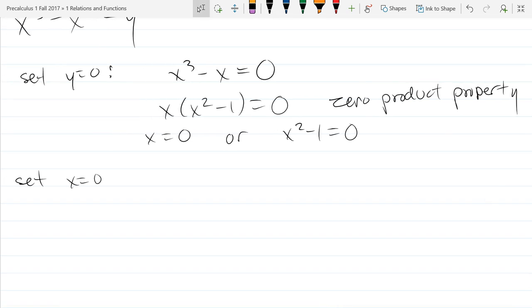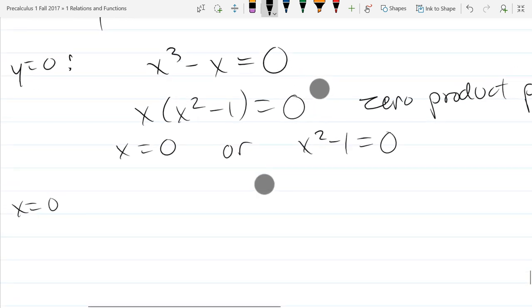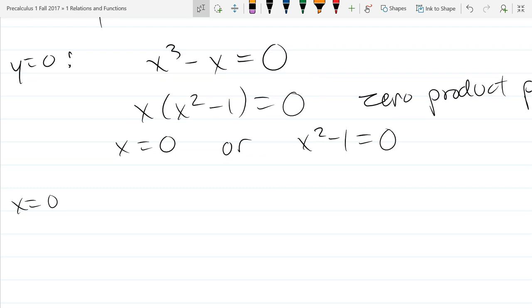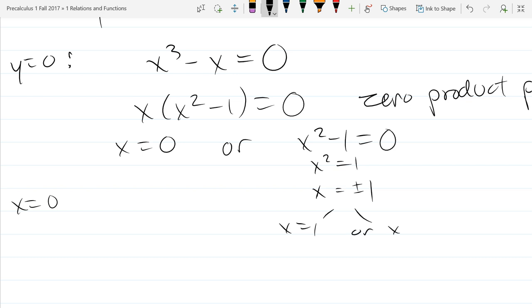So x equals 0, okay, that's already solved. What about x squared minus 1 equals 0? How can I figure out what x needs to be? X would need to be 1. So I could add the 1 to the other side and then square root, which would be a pretty good move. X squared equals 1, so x equals plus or minus 1. You want to make sure you don't throw away solutions. Just because your brain says, oh, 1 works, well, that may not be the only number that works there. So 1 works and also negative 1 works. So x equals 1 or x equals negative 1.